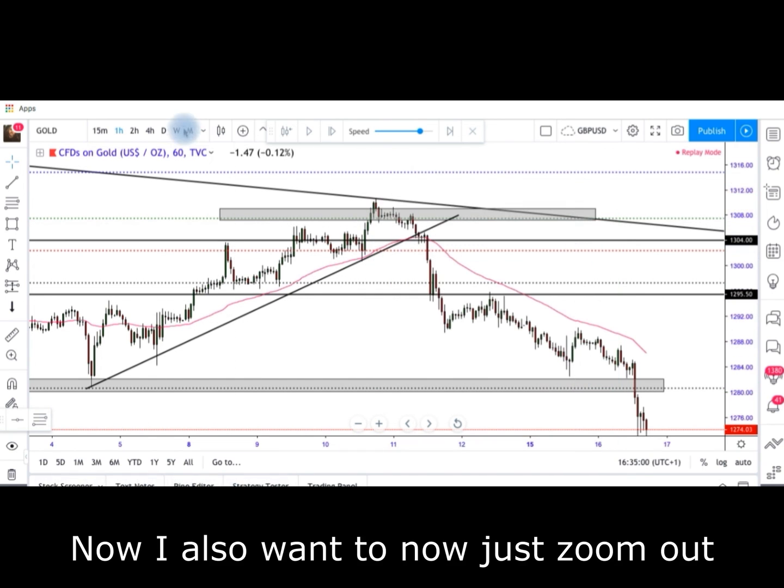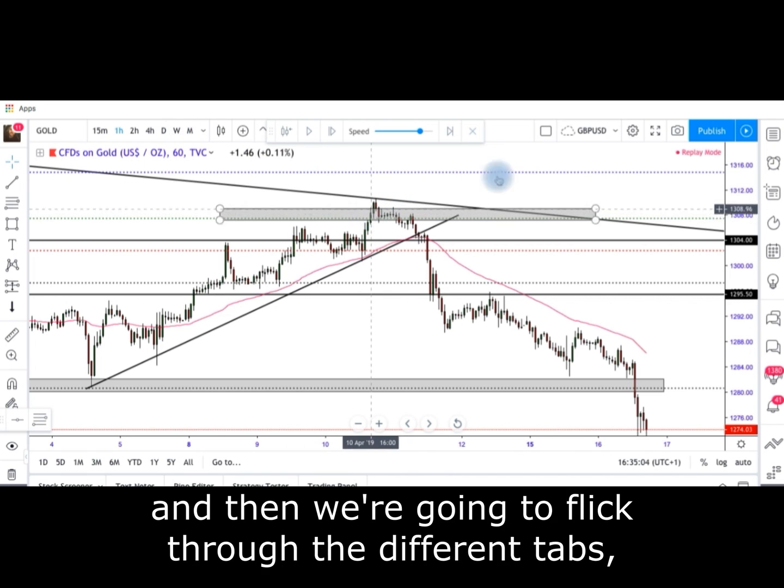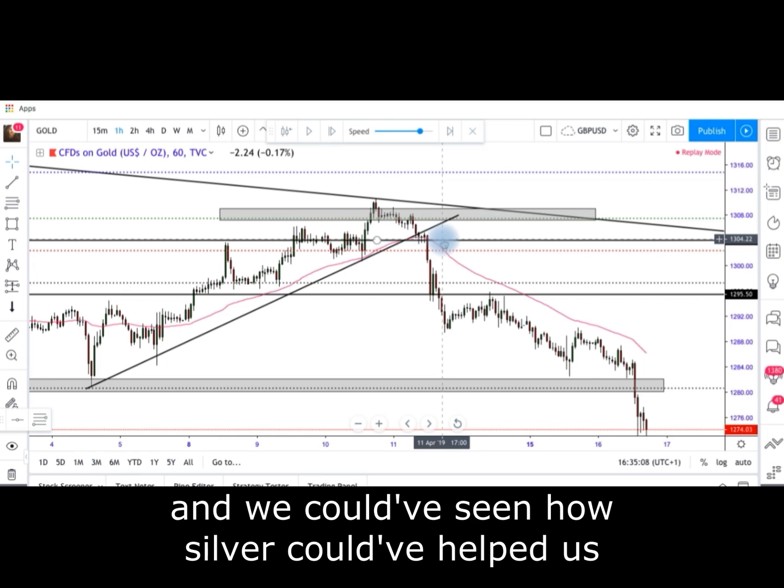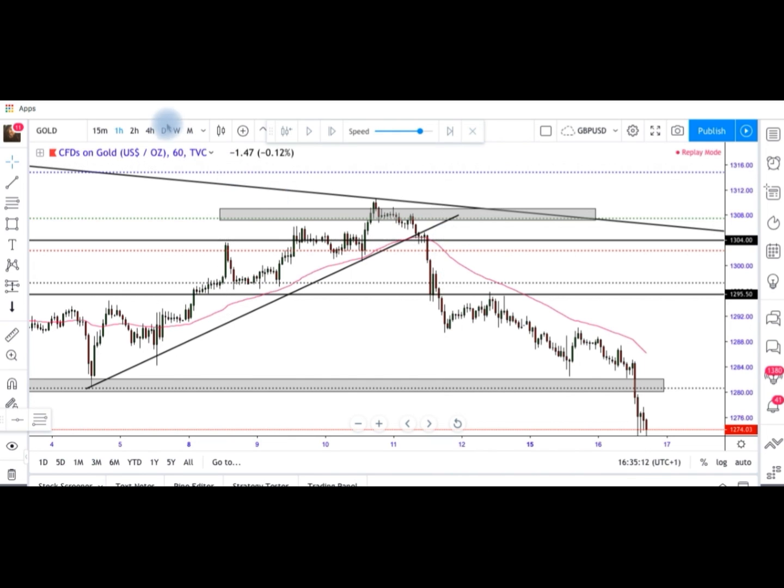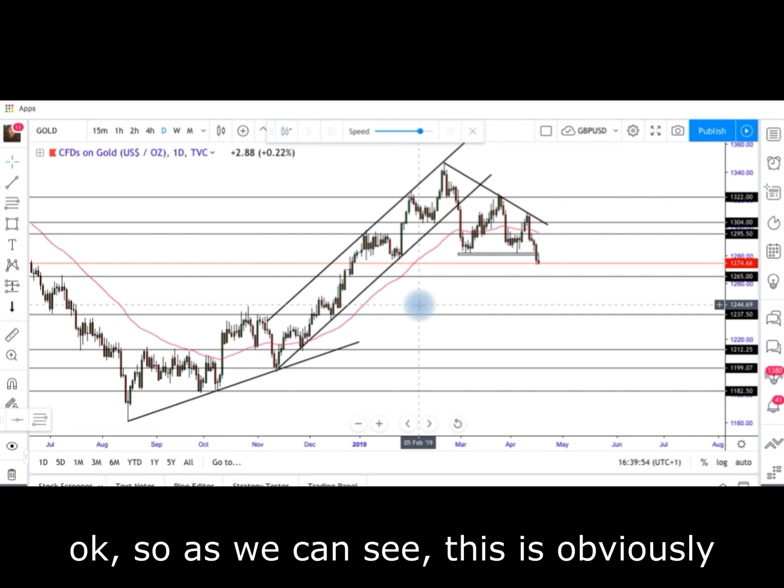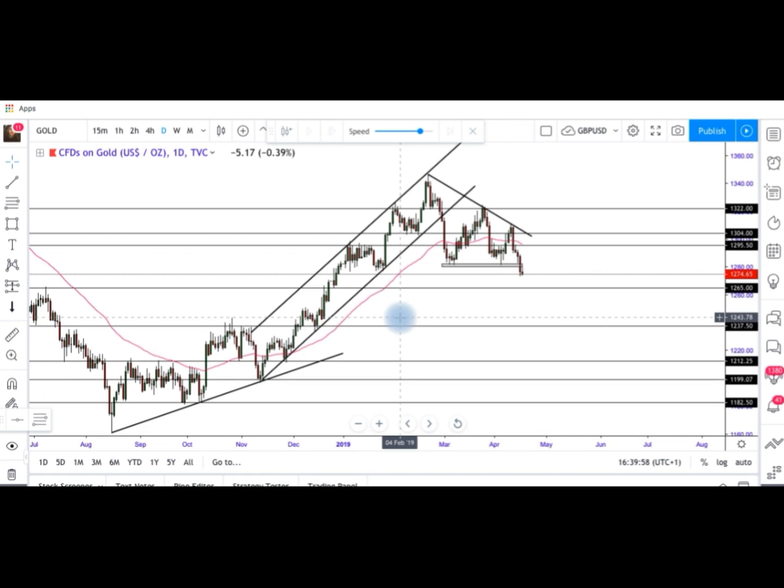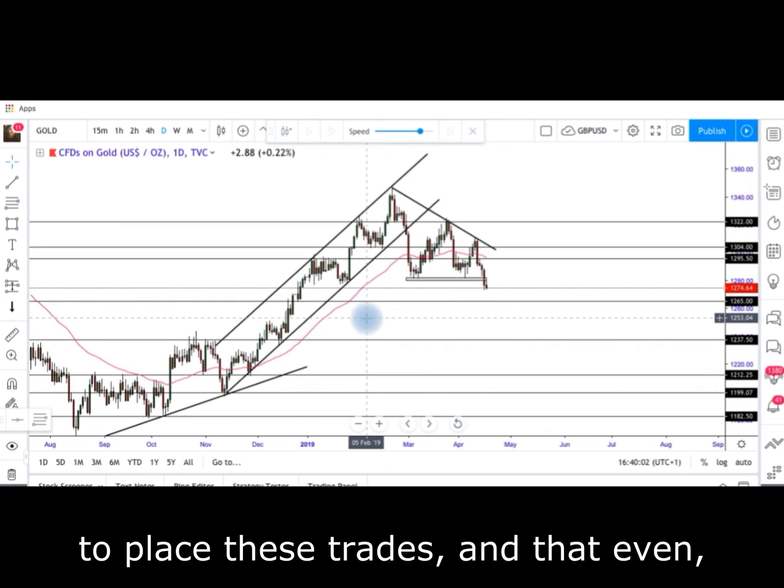Now, I also want to zoom out and show you how silver was reacting at all these points. So then we're going to flick through the different tabs, both silver and gold, and we could have seen how silver could have helped us with some of these trades. Okay, so as we can see, this is obviously the zoomed out version of the daily chart on the gold. We can simply see how easy this was for us to place these trades.